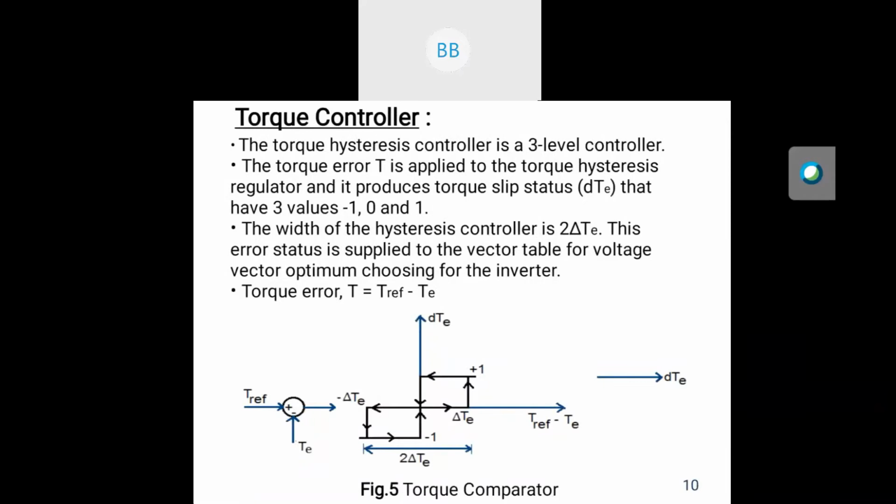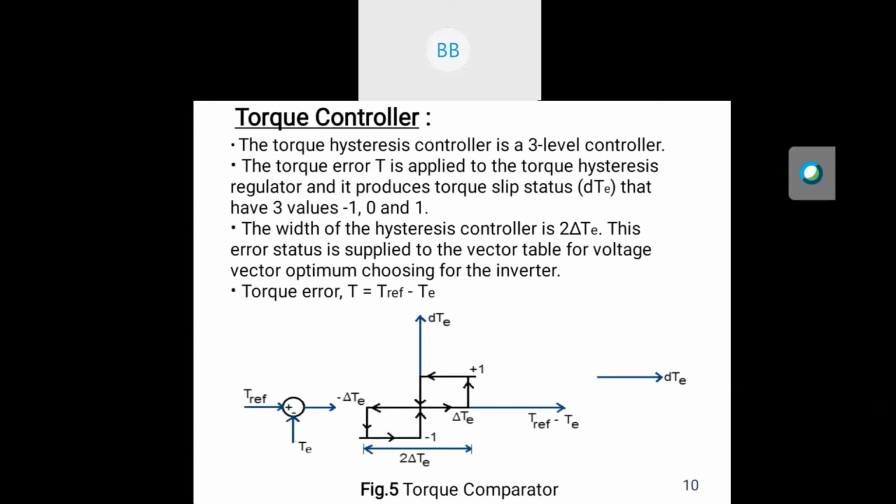Next, we will move to the torque controller. The torque controller is a three-level hysteresis controller. The bandwidth of the torque controller is 2 del TE, as shown in figure 5. Here the band limit is from minus del TE to plus del TE. The torque error is the difference between the reference torque and the estimated torque. The torque status has three values: 0, 1 and minus 1.